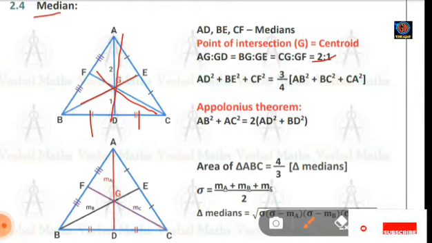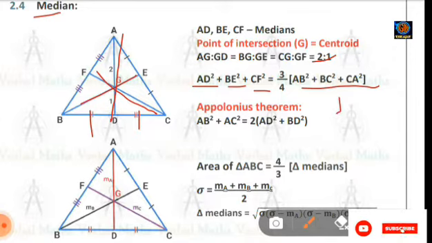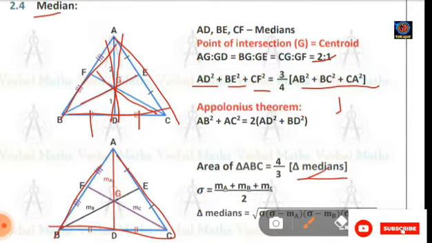Now the important result: the sum of the squares of the medians is equal to 3/4 times the sum of the squares of the sides of the triangle. Now the next result is Apollonius theorem. Apollonius theorem says that AB square plus AC square is equal to twice of AD square plus BD square. In the same way, the area of triangle ABC is equal to 4/3 of the area formed by the medians.